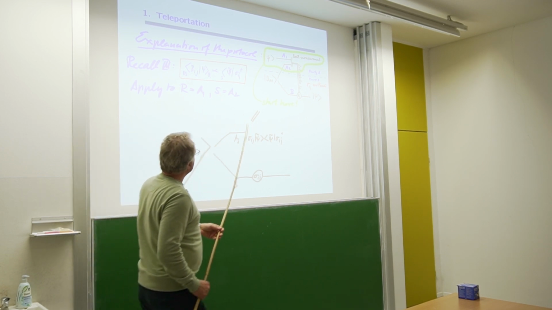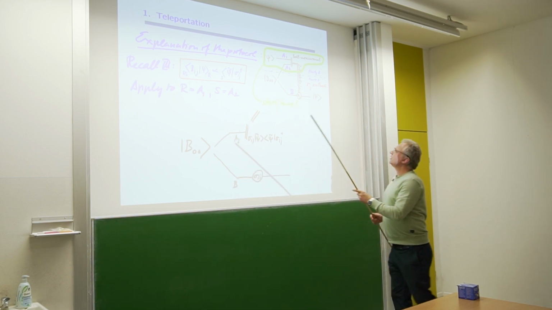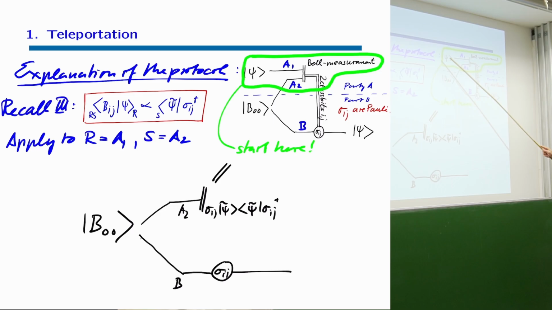So we begin with this part of the protocol. We have the state psi that's going in, and it is measured in the Bell basis. That's now the part of the protocol that we talk about. And also note that there are labels here. Party A gets particle label A, and party B gets particle label B. And because there are two qubits now, we call them A1 and A2.